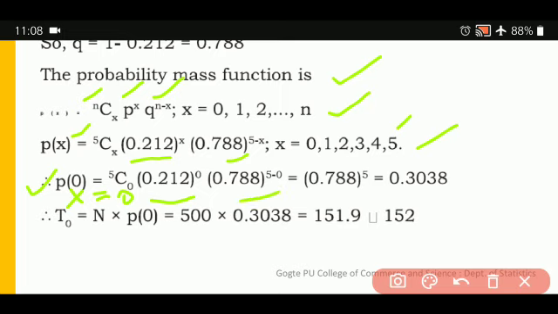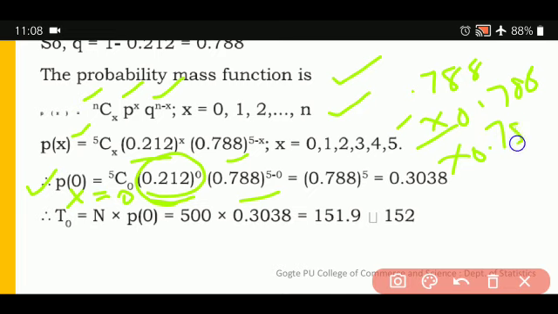When you simplify, I repeat once more, anything to the power of 0 will always be equal to 1. So this whole term becomes 1. Then when you multiply 0.788 five times, 0.788 into 0.788 into 0.788, you multiply 5 times, you get this answer, 0.3038. So first is to find the probability term. Then you apply this formula. This is the first term to find the theoretical distribution.